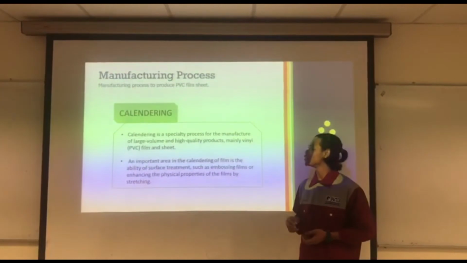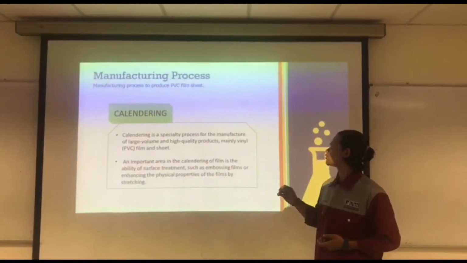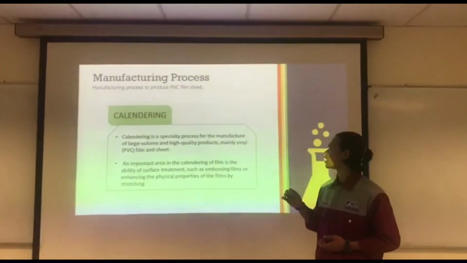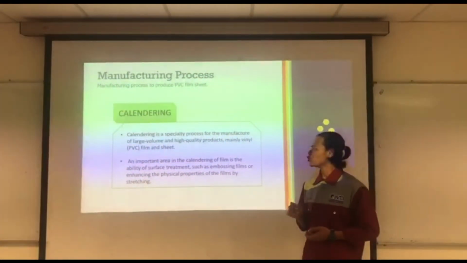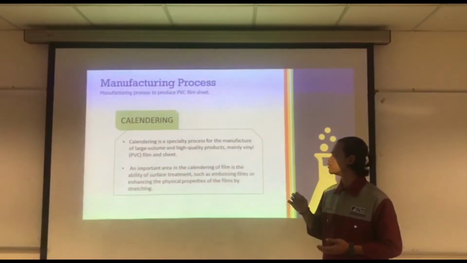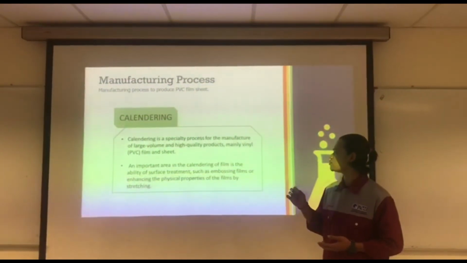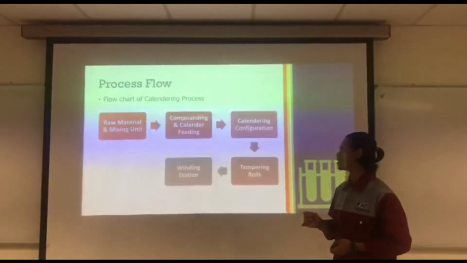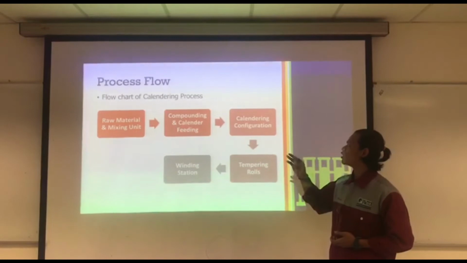Calendering is the main process for the blister packaging. Calendering is a specialty process for the manufacture of large volume and high quality product, mainly PVC film and sheet. An important value in calendering is the ability of surface treatment such as embossing film or enhancing the physical properties of the film by stretching. Okay, next.